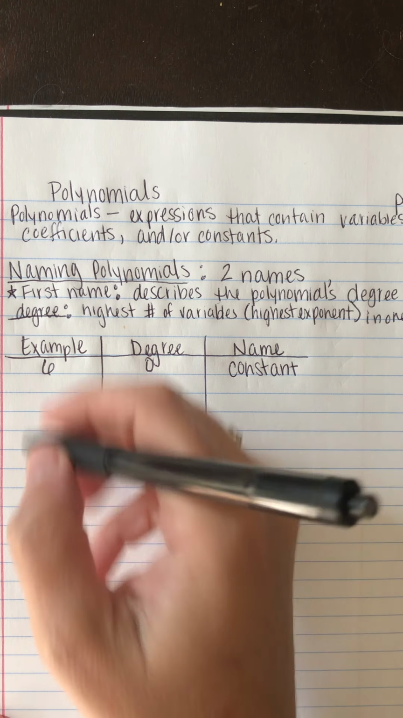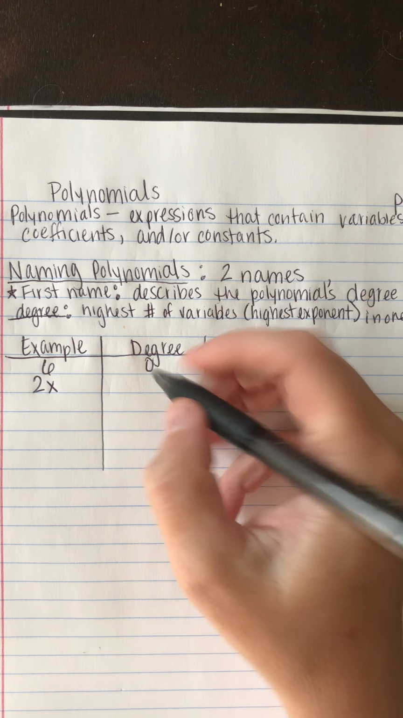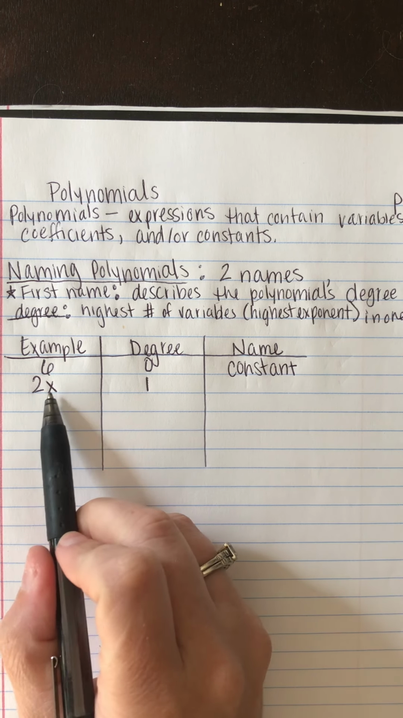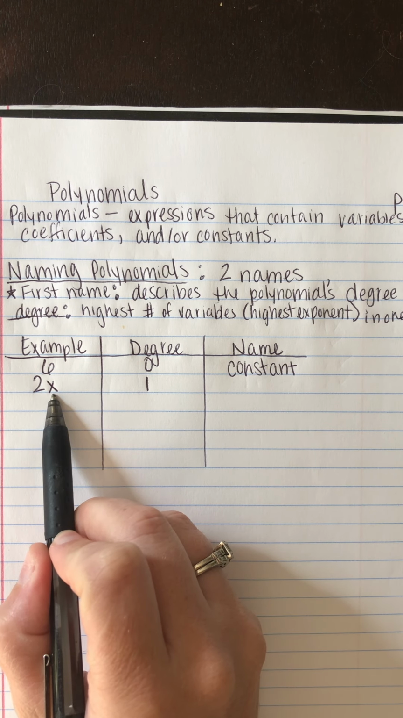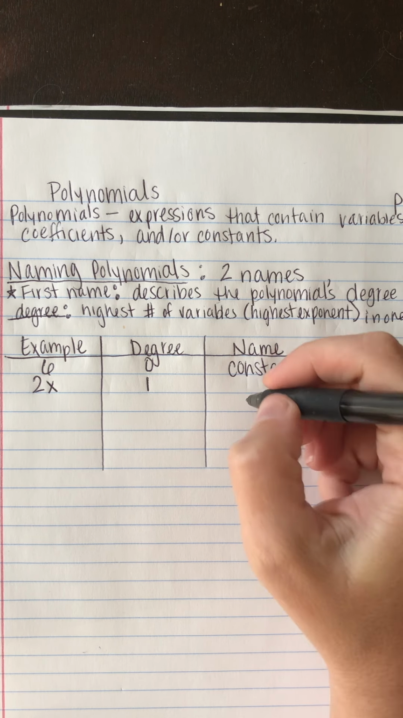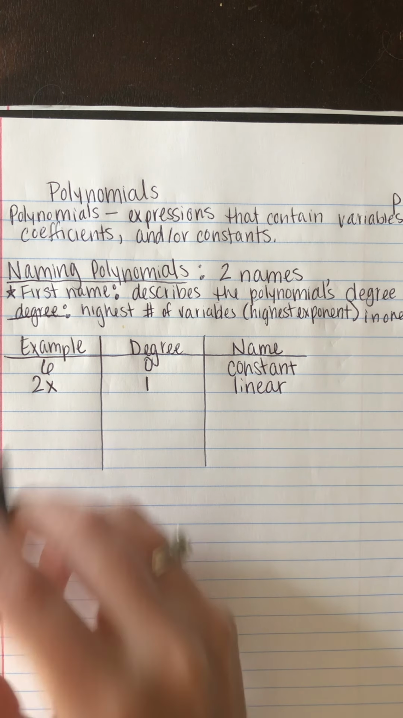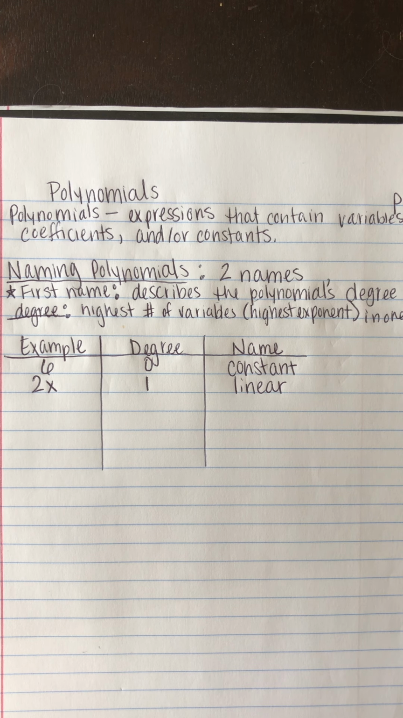So our second example might be something like 2x. So now we do have a variable on here, so that's going to have a degree of 1. It's saying you have one variable here, okay, or that our exponent here is 1. We have an imaginary exponent of 1, and we call this linear because we really could graph 2x and it would create a line. So that's where we get the name linear from.